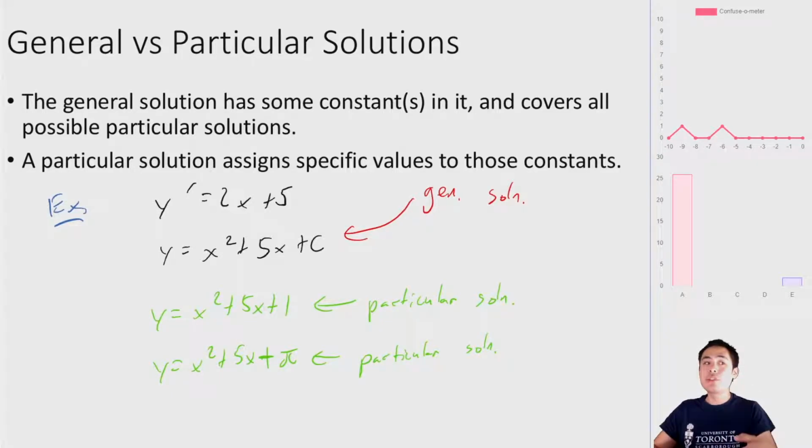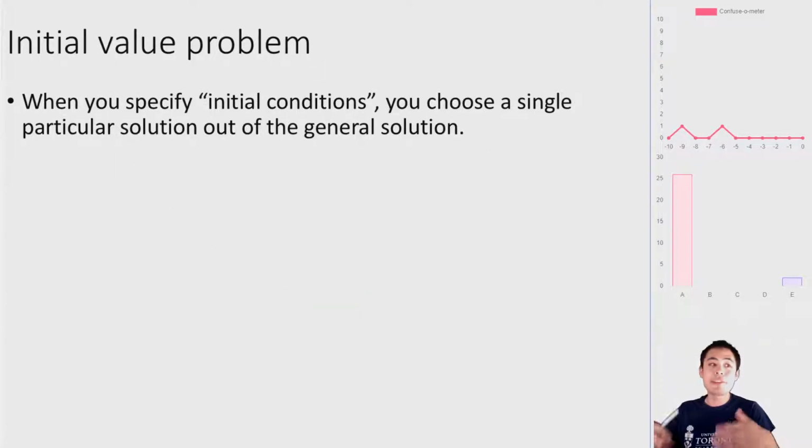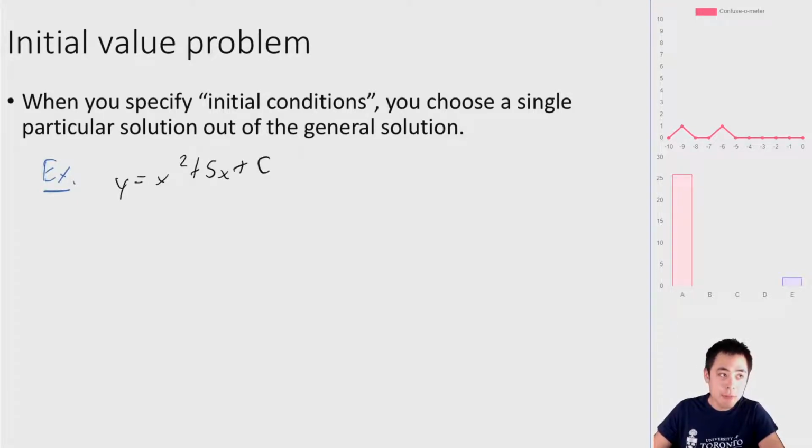Now, one of the ways that you choose a particular solution out of the general solution is you have an initial value problem. So you specify initial conditions, so you choose a single particular solution out of the general solution. So let's use that example again. So if we have a general solution, y is equal to x squared plus 5x plus c, well then, if we give initial values, sometimes we'll call these IVs, and sometimes we'll call these an IVP.